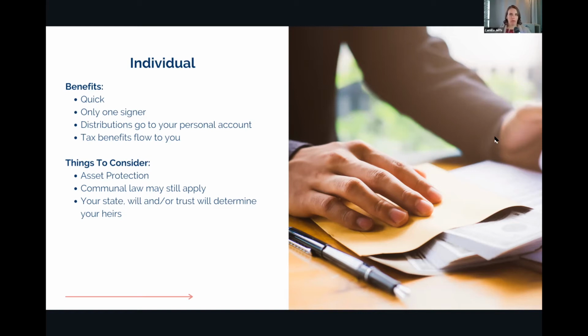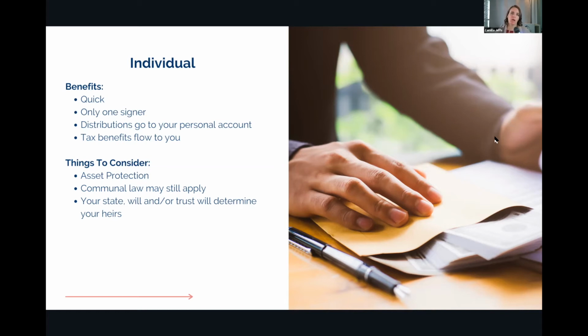So keep that in mind, that if you need some asset protection, you have to get that done outside of this investment, because there's nothing in this investment that spells out what happens to you and to your investment if you were to pass.